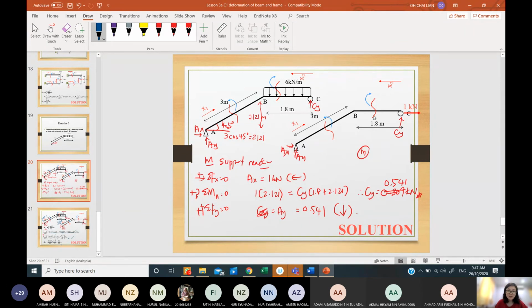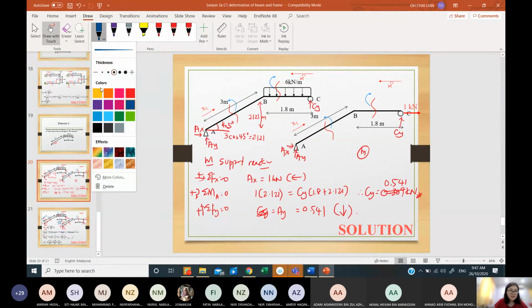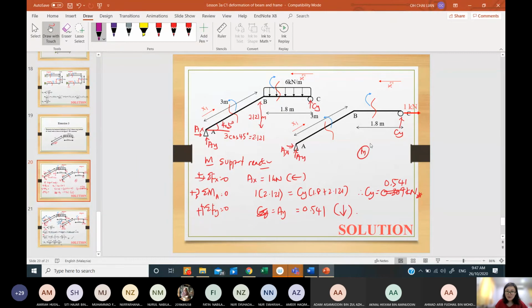Now I hope I changed my pen. Yeah, it's already in blue. Okay, maybe in purple. Now I'm looking at only the virtual structure. So I need to put in all my unknowns AY, AX, CY. I start at summation FX equals 0 because I already know that only my AX and 1 kilonewton are involved in this structure. So AX must be acting opposite to my 1 kilonewton. Therefore AX is 1 kilonewton acting to the left. Are you okay with that? You get this? Yes.